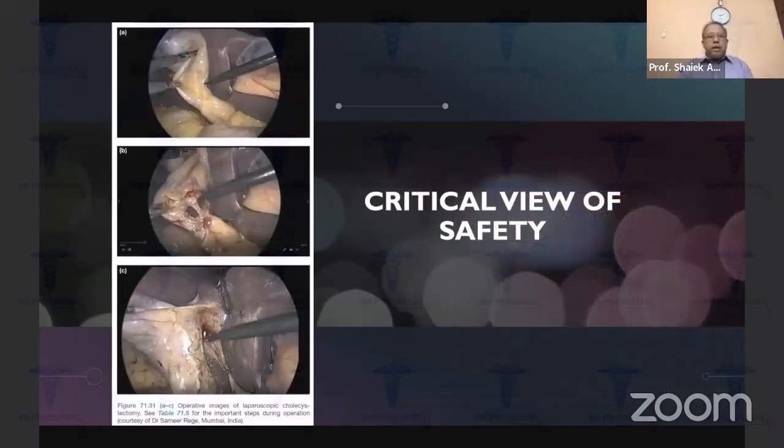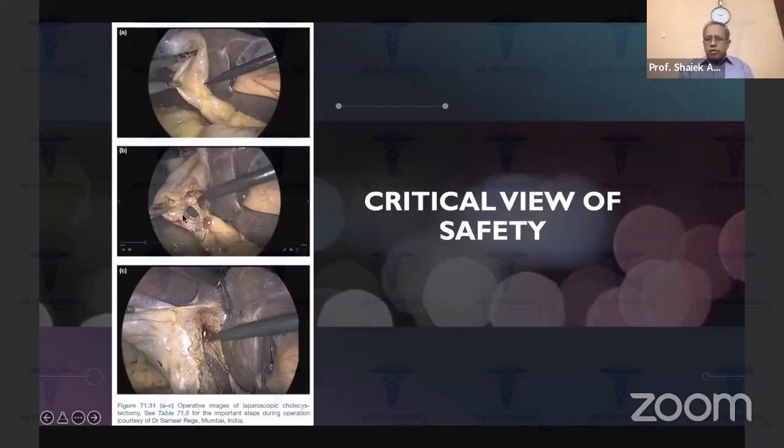So this is the picture of the critical view of safety. This is the gallbladder. The peritoneal reflections are dissected anteriorly and posteriorly. Two windows are made. Only two structures, the cystic duct and cystic artery. So you can safely proceed, and it can prevent biliary tract injury.